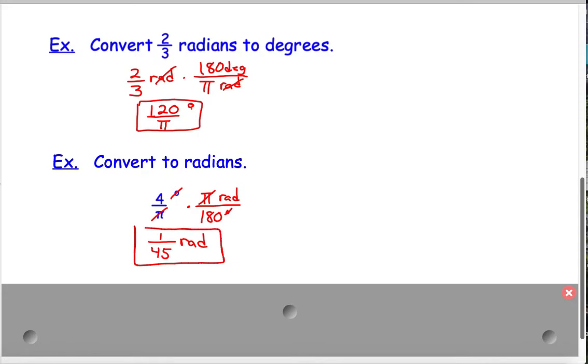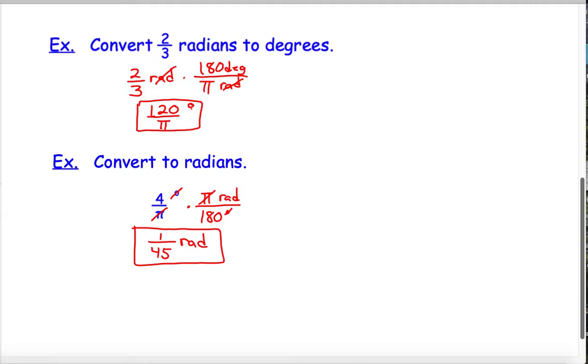So 4 over pi degrees is about 1/45 of a radian. Now remember, we learned what a radian was earlier. That was about 1/6 of a circle. And 4 over pi degrees, 4 over 3.1-ish, is a little bit more than 1 degree. So visually, if you can picture what those angles will look like, that makes sense.